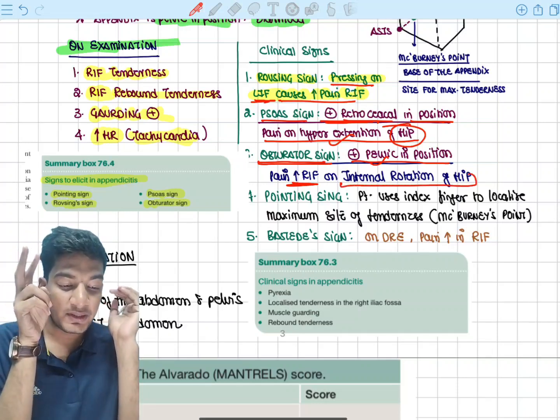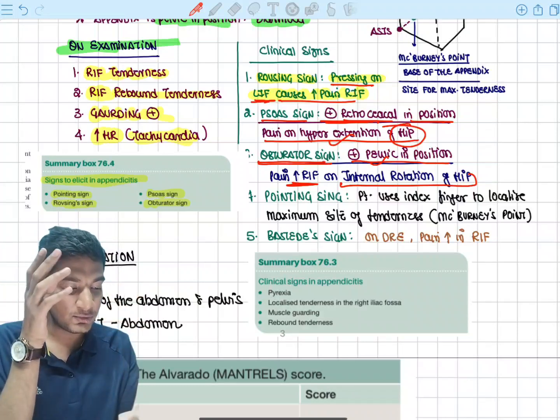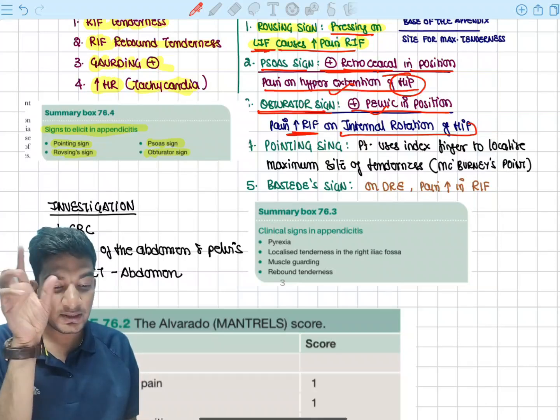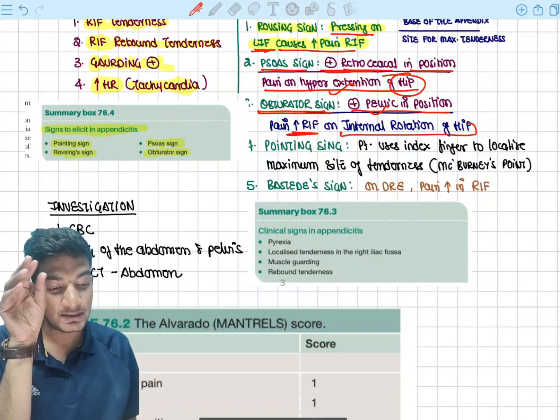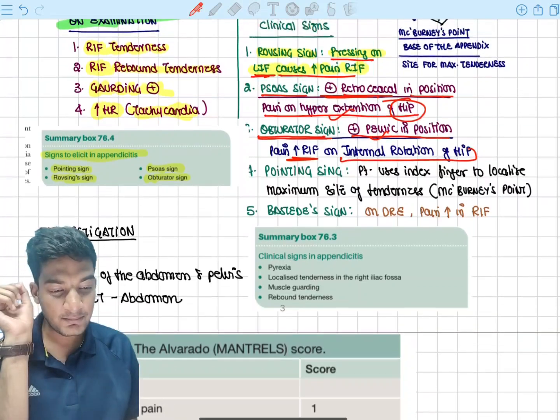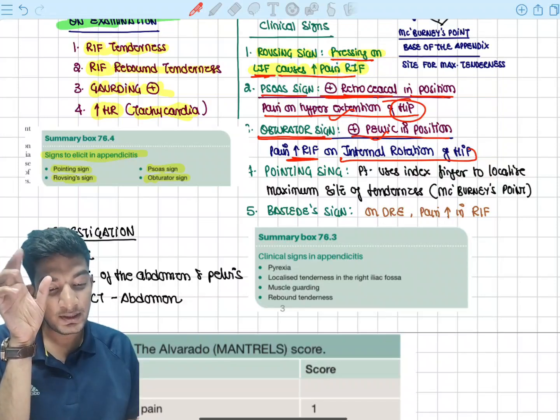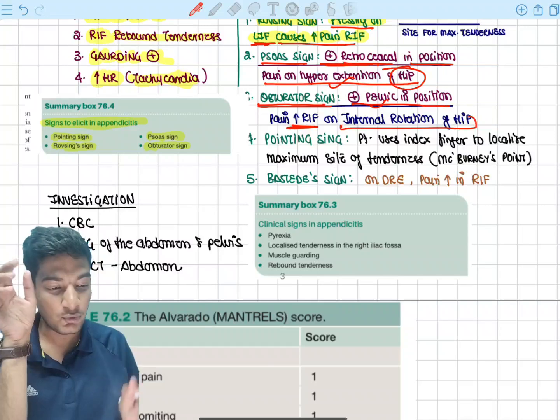So there are two different things: hyperextension of the hip and the internal rotation of the hip. Internal rotation of the hip is related to the obturator sign, which is related to the pelvic position of the appendix, and the former one, hyperextension of the hip, is related to the psoas sign, which is retrocolic position of the appendix.